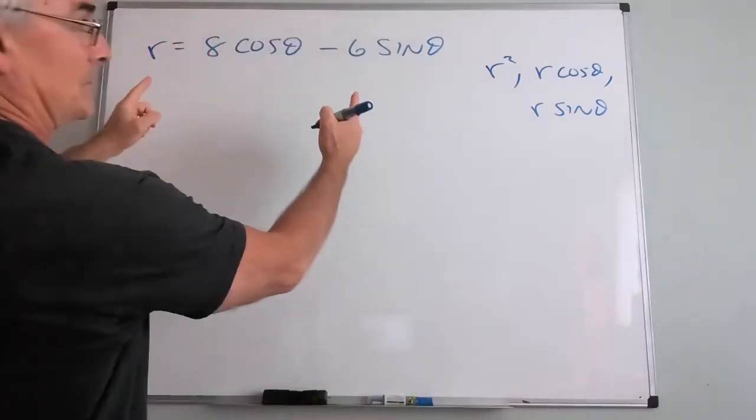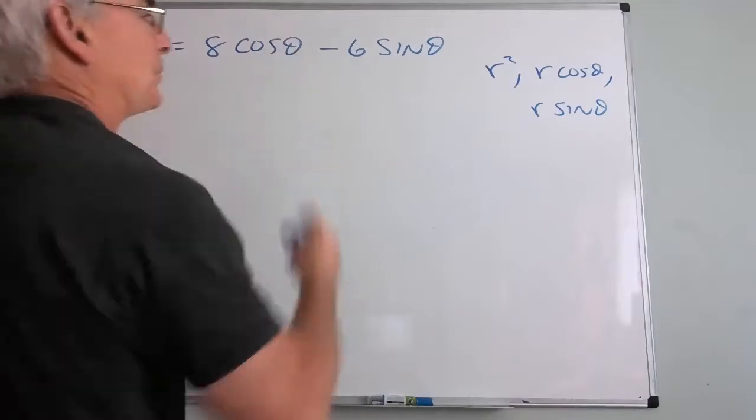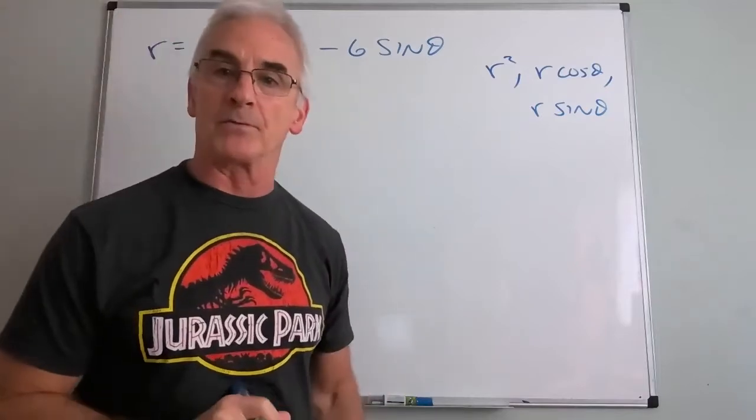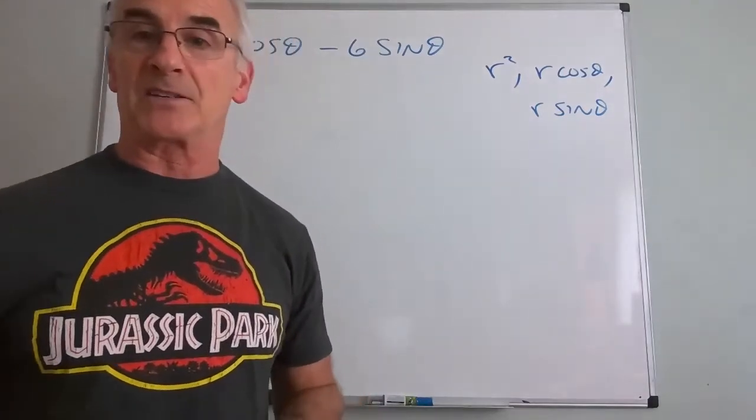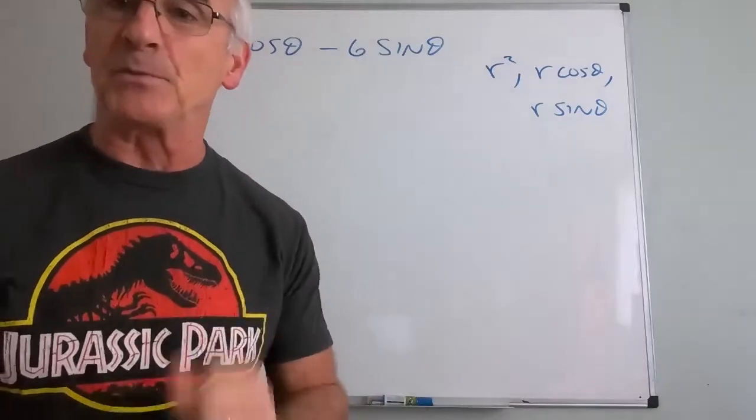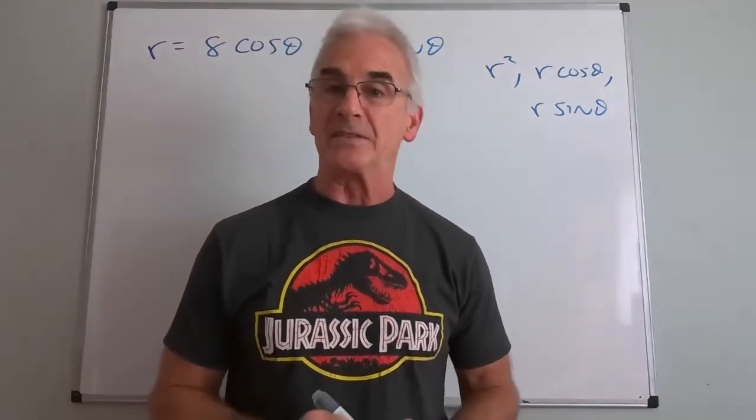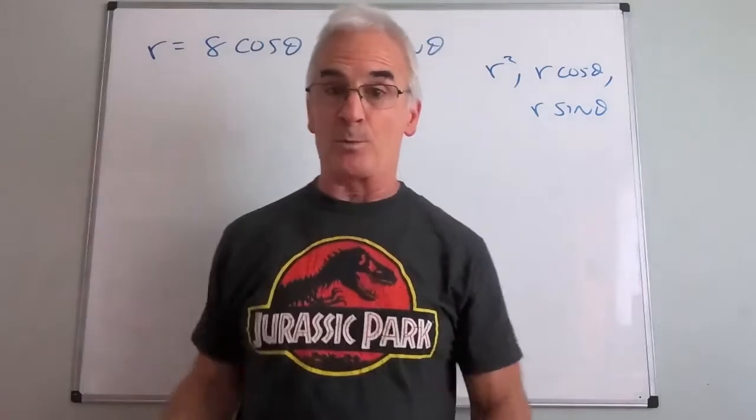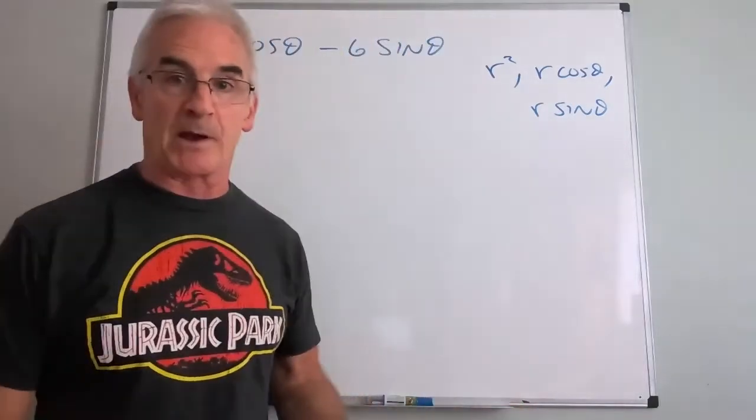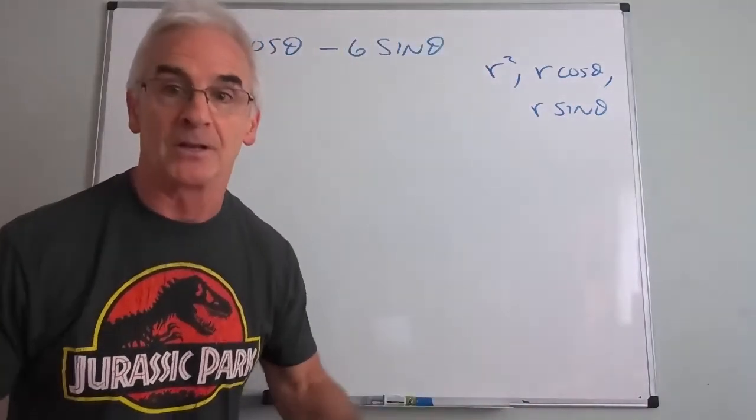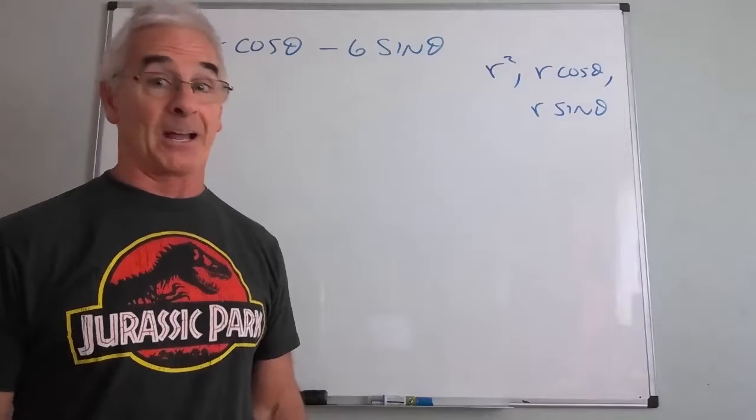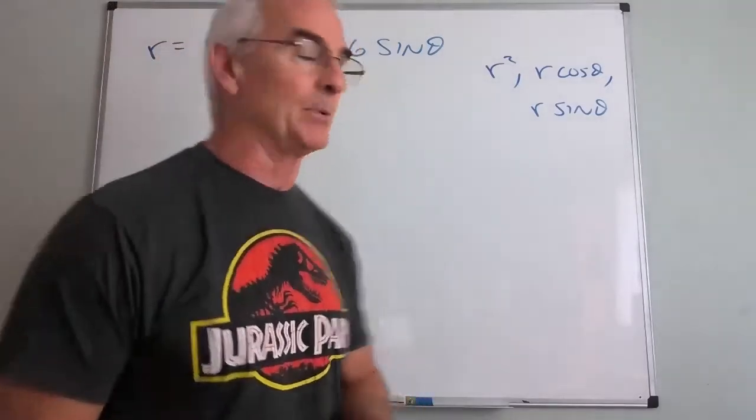I have none of those, but you notice if I multiplied both sides by r, I would have all of those. So we talked about this last week. Is it legal to multiply both sides by r? Because if r equals 0 isn't a solution to this original problem, then multiplying both sides by r will completely change what the graph would be. So you've got to be really careful. Let me give you an example.